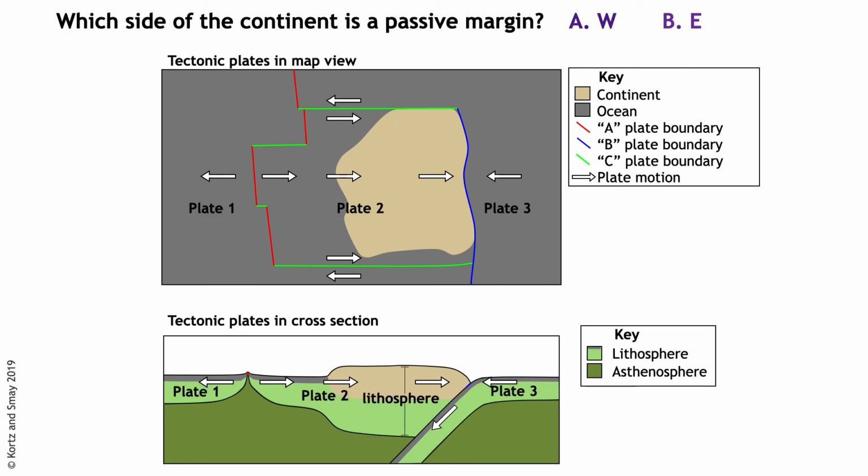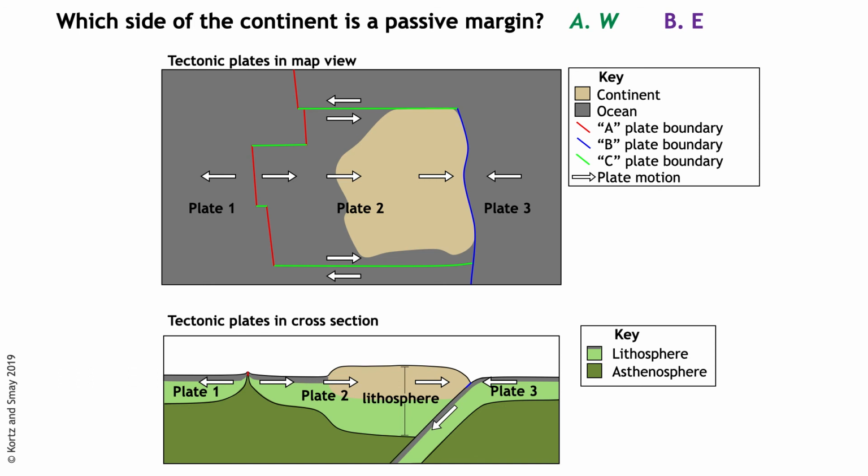Okay, last chance for practice on these concepts. The question is, which side of the continent, east or west, is a passive margin? So in this case, if you were doing this in class with like a clicker or something, you might choose A or B, A being west, B being east. The best answer, and hopefully you got it, is that the west side of plate 2, or sorry, not plate 2, but the continent that is included in plate 2, has a passive margin, the west side.